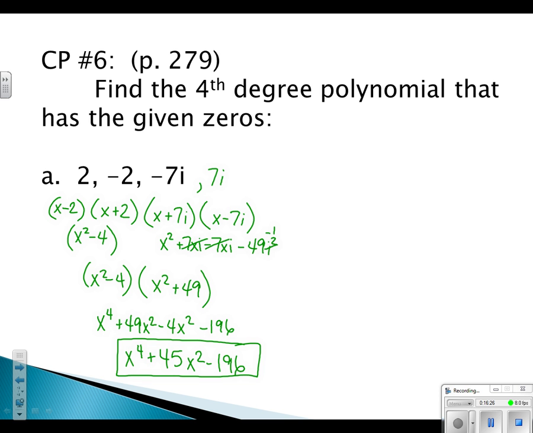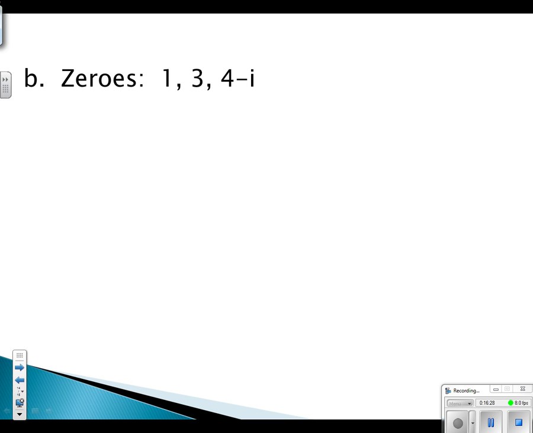And here we are. All right, let's do another one. Okay, so again, I can see that I have a complex factor in there. I know that its conjugate must also be a 0. So I'm going to add it to my list.